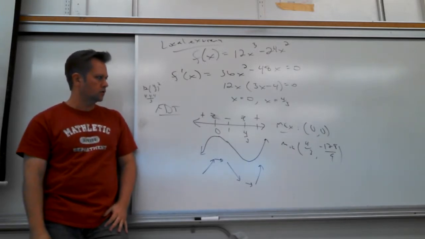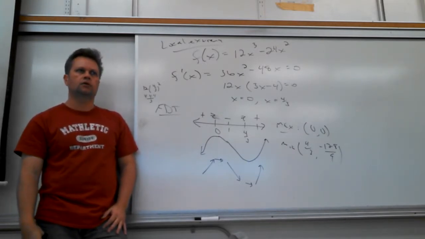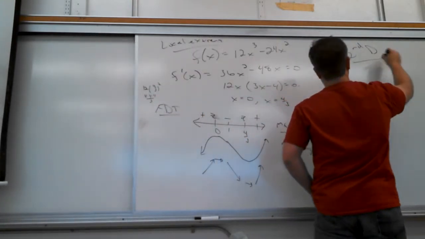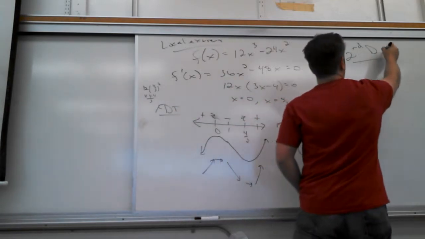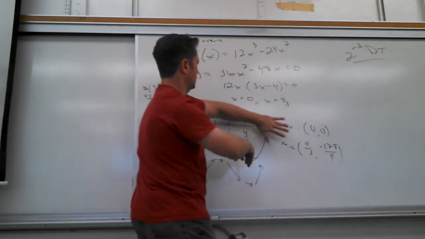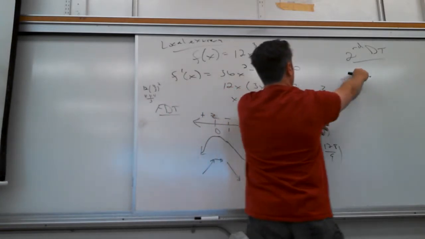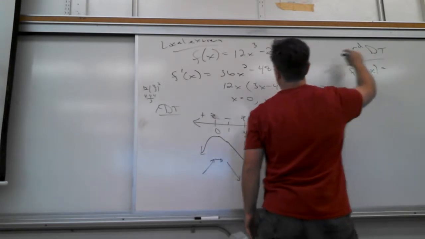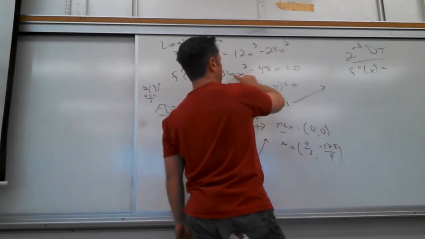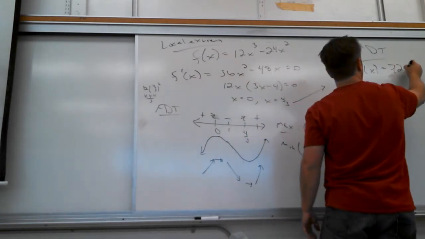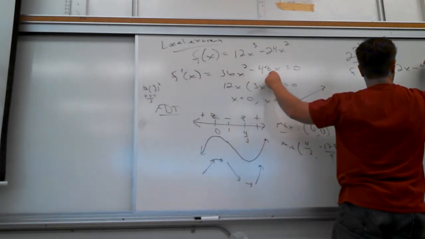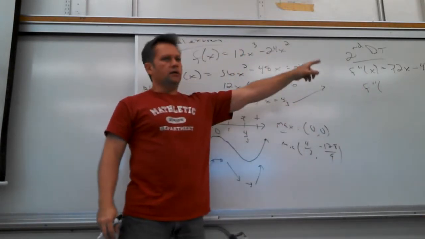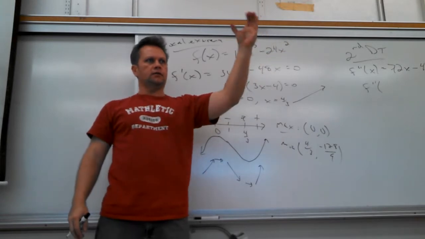All right, how are we doing? Okay, second derivative test. You wouldn't do any of this. You would, right here, immediately go get the second derivative. What's the second derivative going to be? It's going to be 36 times 2, which is 72, minus 48. And then you plug 0 in, and if it's negative, that means it's concave down.